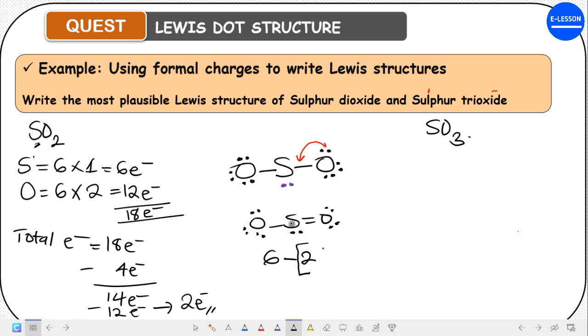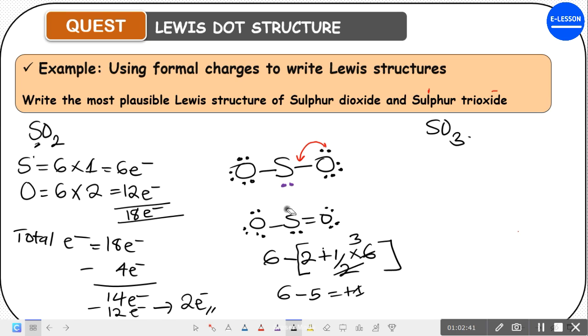Now, plus half of the total number of bonded electrons in sulfur. Now this is 1 bond, this is 2, 3. 3 times 2 is what? 6. So total bonded electrons is 6, half of which is 3. Everyone can calculate this by now, which is 6 minus 2 plus 3 is 5. 6 minus 5 is what? Plus 1. It means the charge on sulfur here in this particular structure is plus 1.